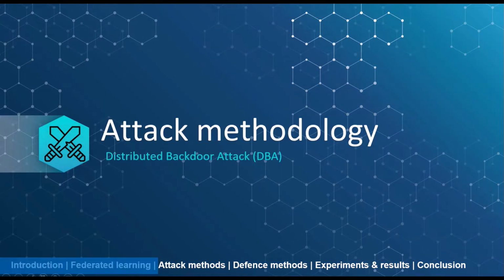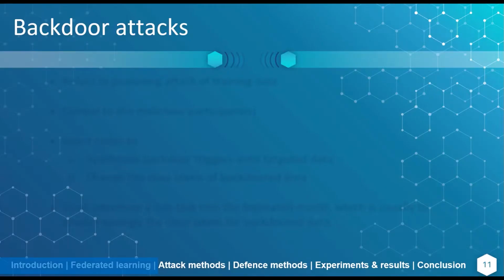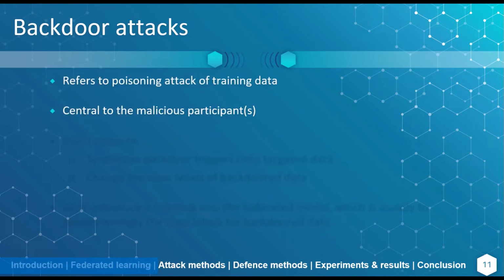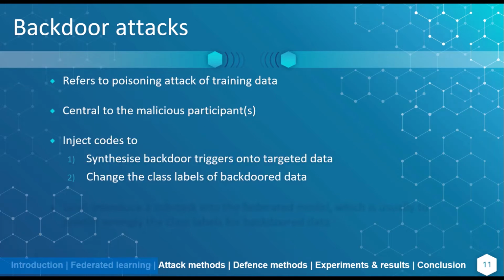Now, after covering the basic ideas of FL, I will discuss some attack methodologies investigated in this project, specifically the distributed backdoor attacks. Before that, we need to understand what a backdoor attack in machine learning is. It refers to a data poisoning attack which is centralized in nature to each malicious participant and aims to inject code to synthesize backdoor triggers on some targeted data that will trigger a change in class labels of those data during model training.